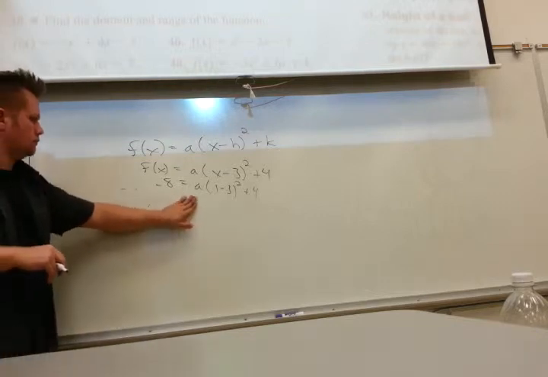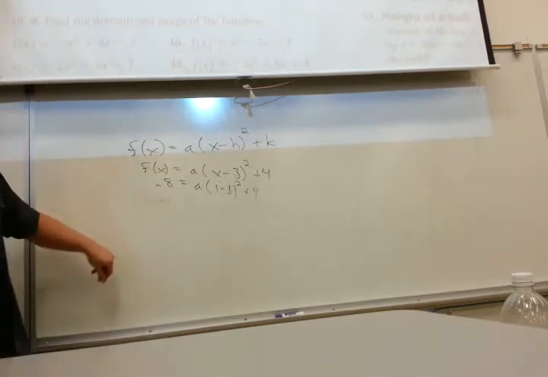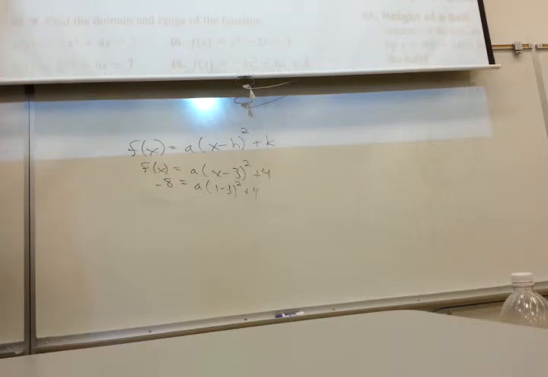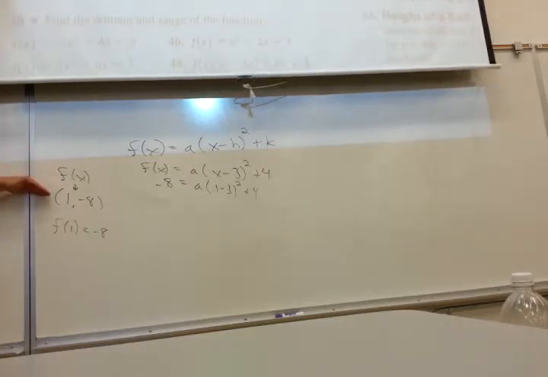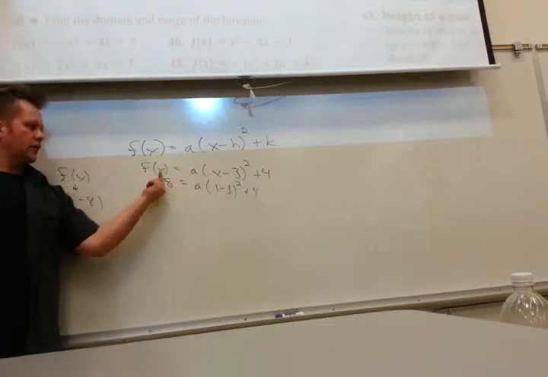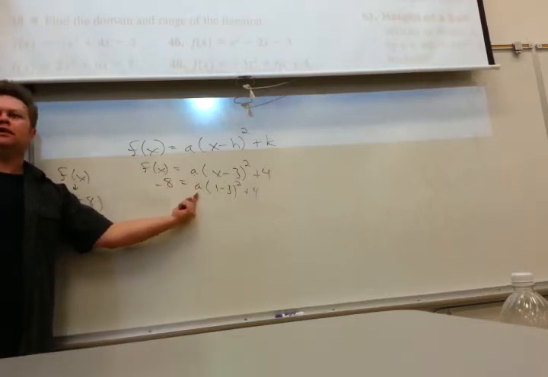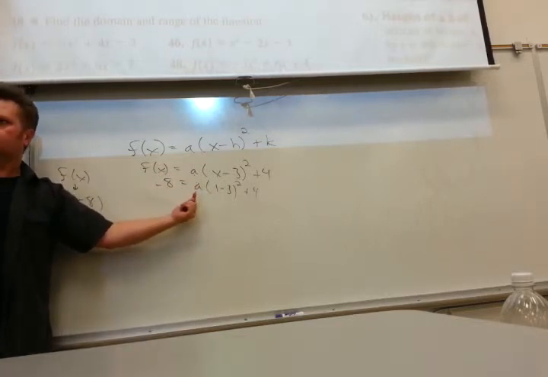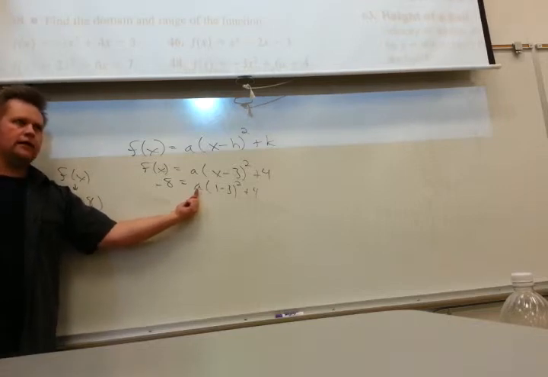How do you come up with negative 8? I didn't come up with it. They gave it to me. If it goes through the point (1, -8), if any function goes through that point, that means f of 1 must be negative 8. Period. If a function goes through a point, that means f at the input is the output. So now I can use that. When I plug a 1 in, I better get a negative 8 out, and now I can see what a must be to allow that to happen. There's only one value of a that can let that happen.